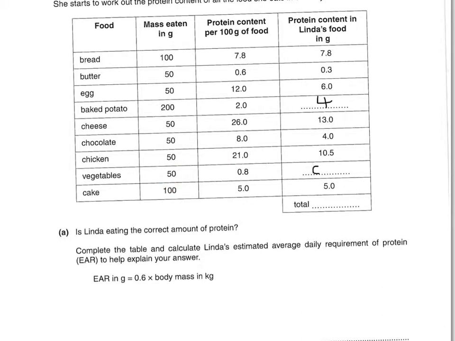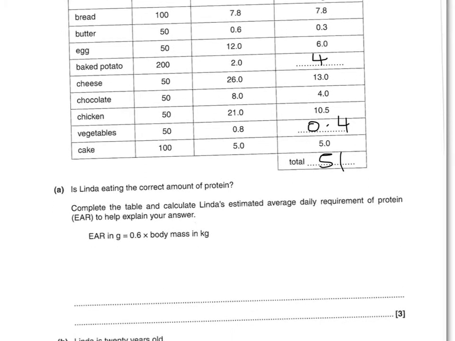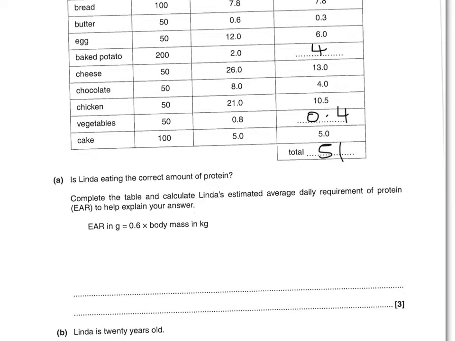So she's eaten half of 100, so you'll get half of 0.8 in the table. Then we've got to add it all up. So it adds up to 51. And then complete the table and calculate Linda's estimated average daily requirement, and to help explain your answer.